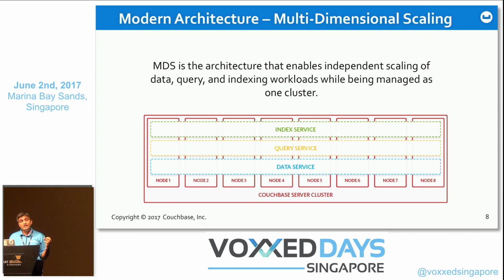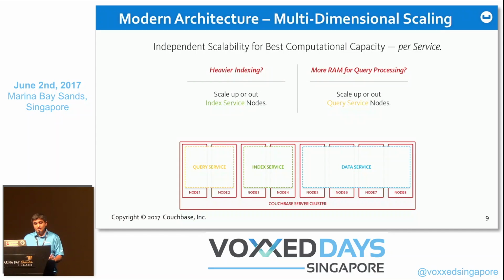So that's where we come up with the new thing called multi-dimensional scaling. What is multi-dimensional scaling? It is a feature which lets you independently scale your data, query, and index workloads. You can see here, nodes 5 through 8 offer the data service, nodes 3 and 4 offer the index service, and nodes 1 and 2 offer the query service.